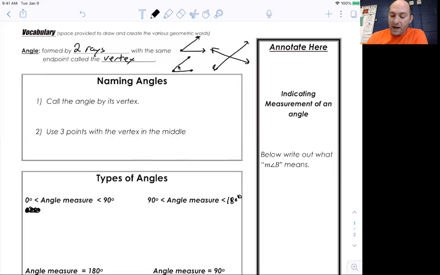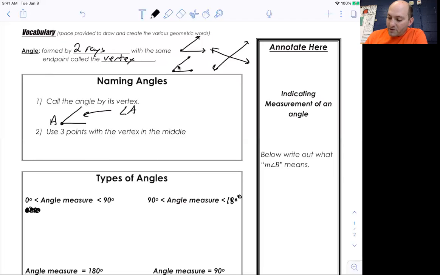We either can call the angle by its vertex, so that's what it would look like this. So let's say I have an angle here, and let's call it the point A. Okay, so to name this angle, I'll call it angle A, that's it. All right, and that's all that is. So that angle A is referring to the physical angle here.